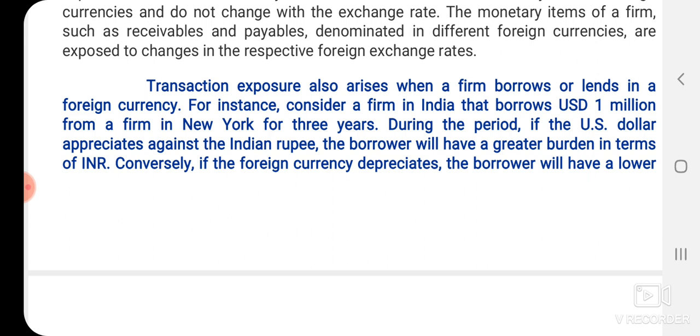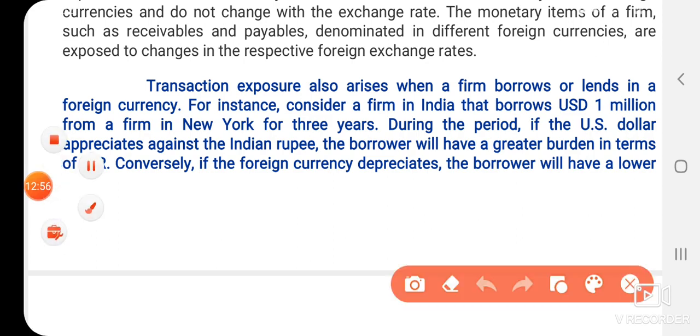Okay, they are borrowing in a foreign currency. For instance, consider a firm in India. A firm in India is borrowing 1 million US dollars from a firm in New York for 3 years. Here, an Indian firm is borrowing funds of 1 million US dollars from a firm in New York for 3 years.